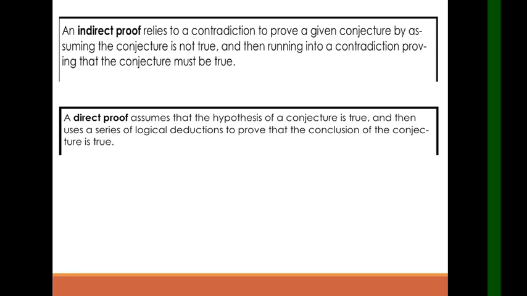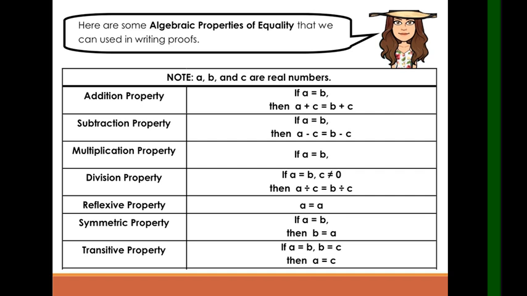While direct proof assumes that the hypothesis of a conjecture is true and then uses a series of logical deductions to prove that the conclusion of the conjecture is true. To understand these two proofs better, let's have an example. By the way, we need to understand first pala the different properties of equality for us to do proofs. So here are the algebraic properties of equality, wherein A, B, C are real numbers.